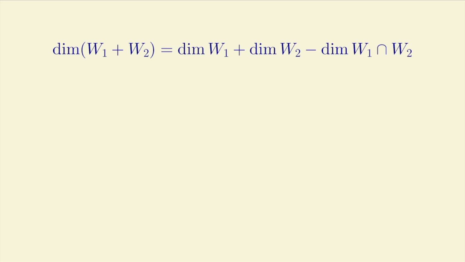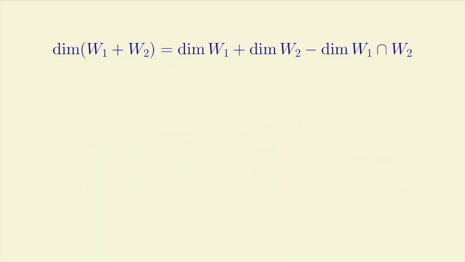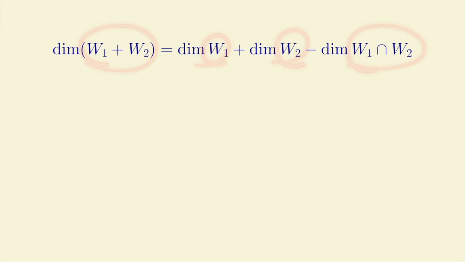Here's one of the most elegant and powerful results in linear algebra, the dimension formula. This formula reveals the relationship between the sizes of subspaces, their sum, and their intersection. Our goal in this video is to prove this formula.